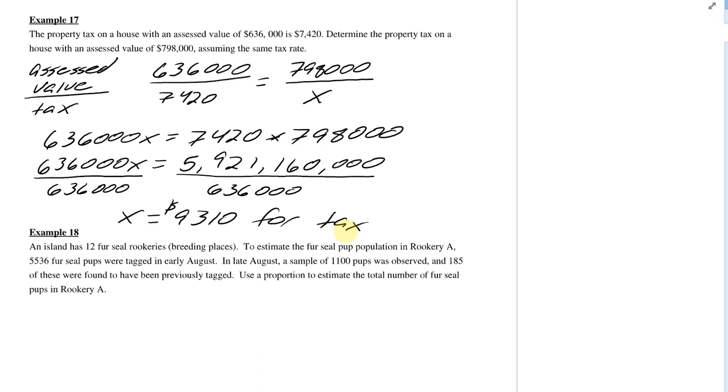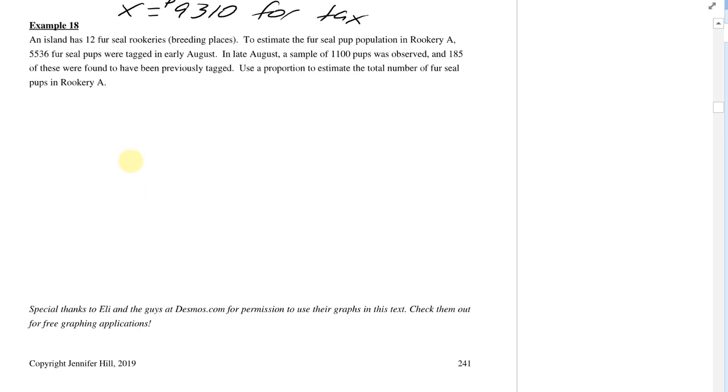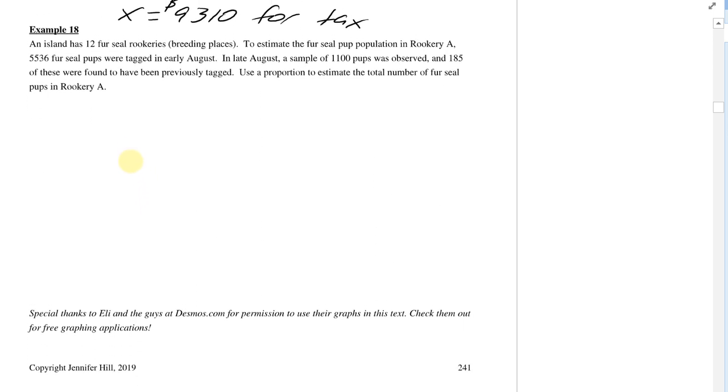Okay, so now we've got one more example. An island has 12 fur seal rookeries. Those are breeding places. To estimate the fur seal pup population in rookery A, 5,536 fur seal pups were tagged in early August. In late August, a sample of 1,100 pups was observed, and 185 of these were found to have been previously tagged. Use a proportion to estimate the total number of fur seal pups in rookery A. Okay, so you might be thinking, what the heck is this even talking about?